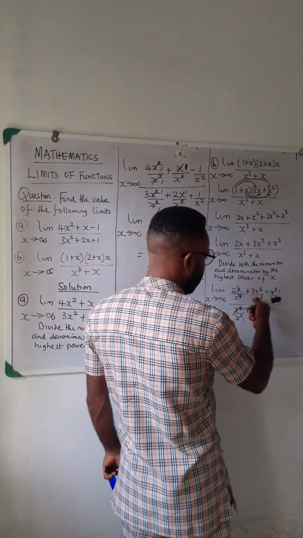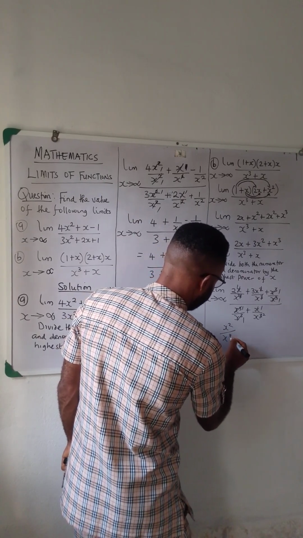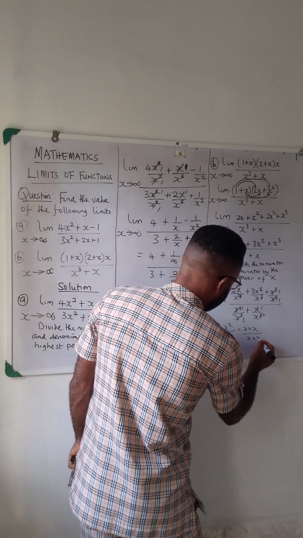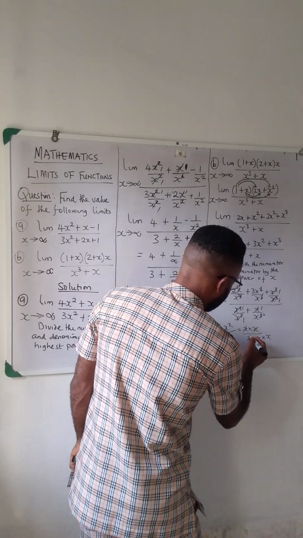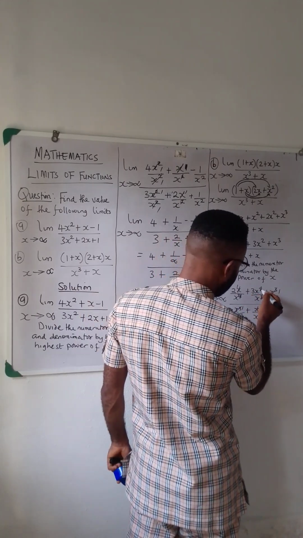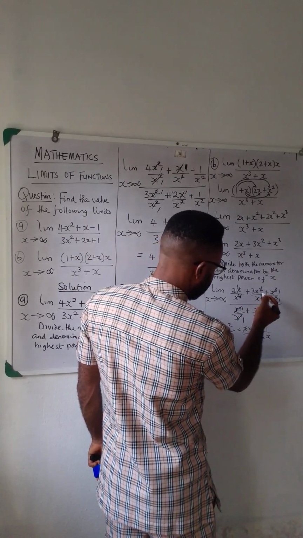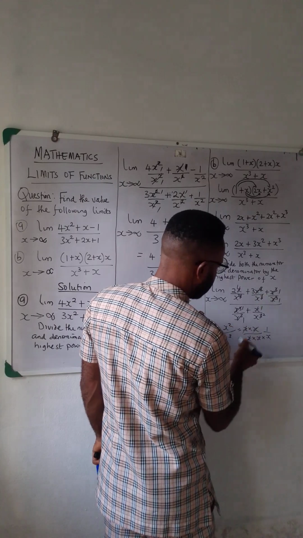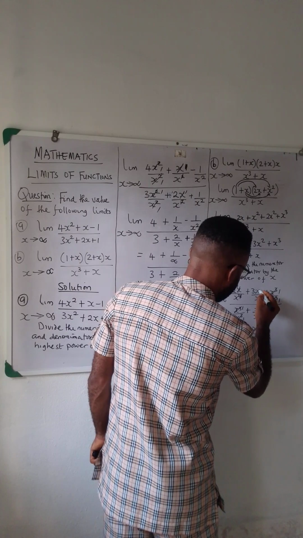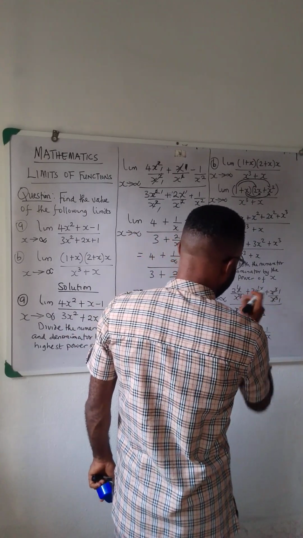Of course, let me show you what happens here so that you understand. If we have x squared divided by x cubed, this is the same thing as saying x times x divided by x times x times x. Cancelling, we'll be left with 1 over x. That's why we have this here. So let me write it properly. We are left with 1 over x here.